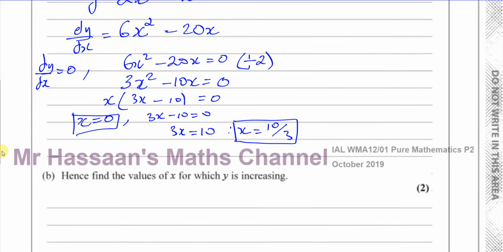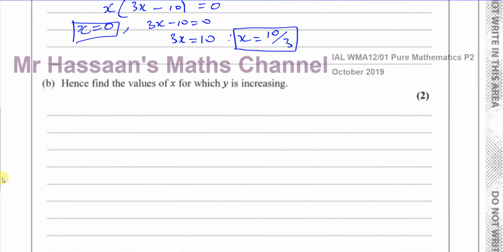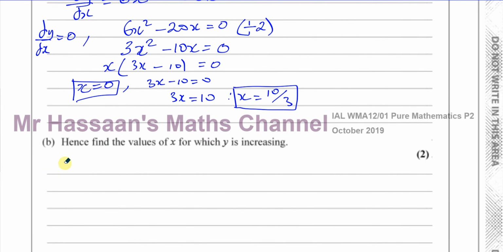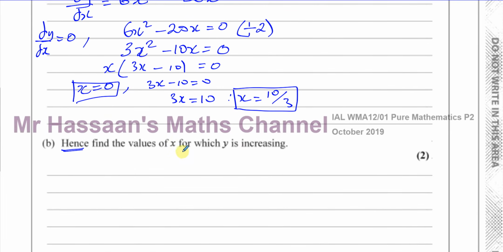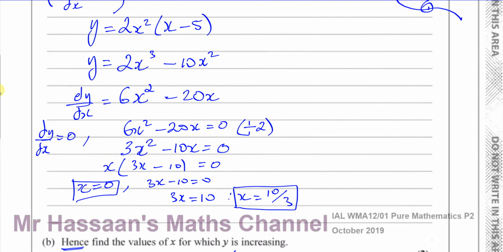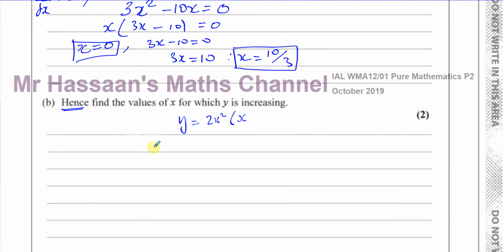Now for part B, it says hence find the values of x for which y is increasing. So the important word here is hence. Some people might not understand what they see as hence here, and they might just see the question as saying find the values of x for which this is increasing, and they'll say, okay, I know how to do that. We've got y equals 2x squared times x minus 5.